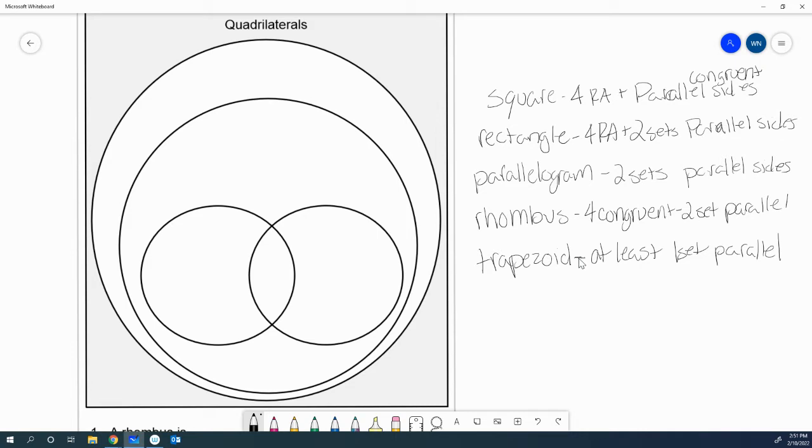All right, so the way we're going to do a Venn diagram is you can do this 2 different ways. You can either look for the most specific one, or you can look for the one that is the least specific. I think we should start with least specific. So think about these. This one has to have congruent parallel sides. This one has to have parallel sides. This one has to have 2 sets parallel sides. What's different is this trapezoid only needs 1 set of parallel sides. So your trapezoid is going to be what's in the largest circle.